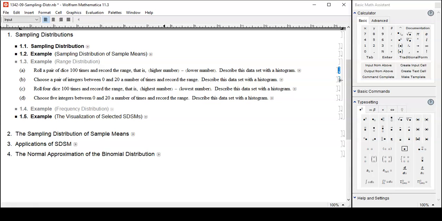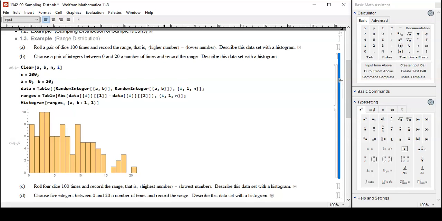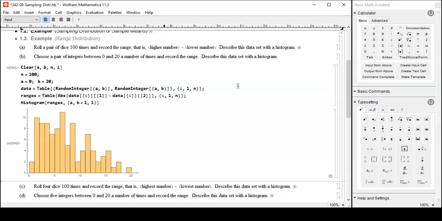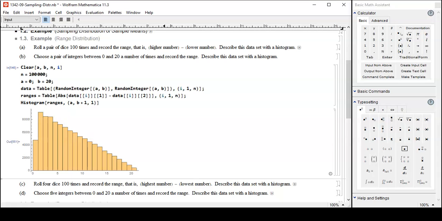Now, instead of a pair of dice, this time choose a pair of integers between 0 and 20. Previously it was 1 to 6, but this time from 0 to 20, and then record the range. Largest minus smallest. The highest will be 20 minus 0, and the lowest will be the difference 0. And then what do you see? I don't see anything. But if I increase the repetition, we have a nice linear pattern like that. Asymmetric.